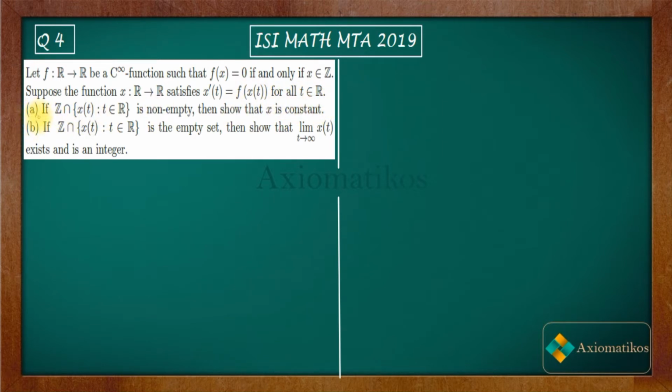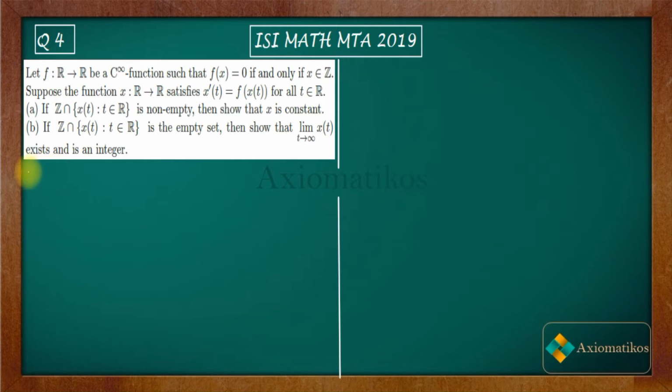Now they are defining another function x from R to R with the condition that x'(t) is f of x(t) for all t belongs to R. Now this part tells us that if Z intersection x(t), which is actually the range set for this function x, is non-empty, then show that x is constant. We will not read part B, we will do it later. So firstly we will be proving part A.